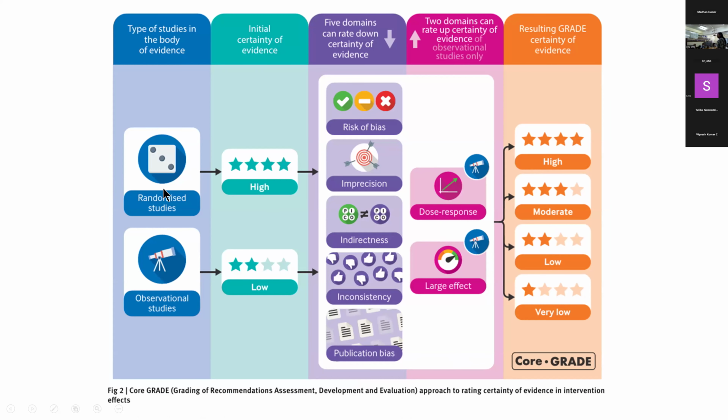We learned how randomized studies start off with a higher certainty of evidence, and how observational studies start off with a low certainty of evidence. We looked at the 5 domains which can rate down the certainty of evidence: risk of bias, imprecision, indirectness, inconsistency, and publication bias. And there are 2 domains which can rate up the certainty of evidence: dose response as well as large effect. We have already covered imprecision and inconsistency.